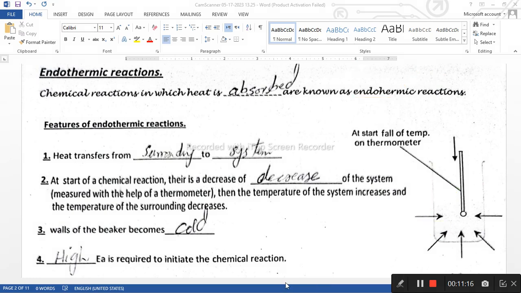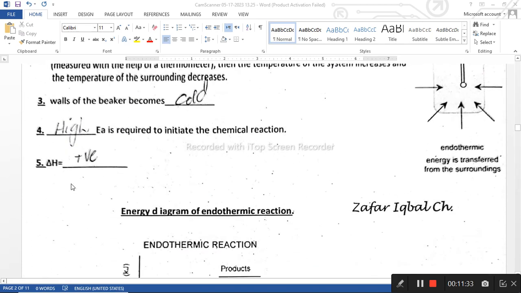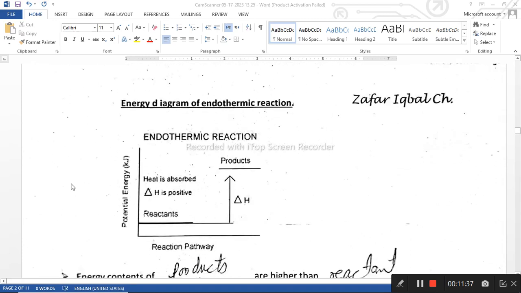High EA is required. Okay, we will discuss why it is high in endothermic reactions. And right now we will draw the energy profile diagram for endothermic reactions. And delta H is always positive for endothermic reactions.